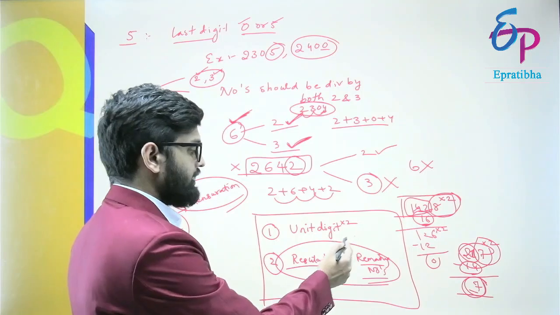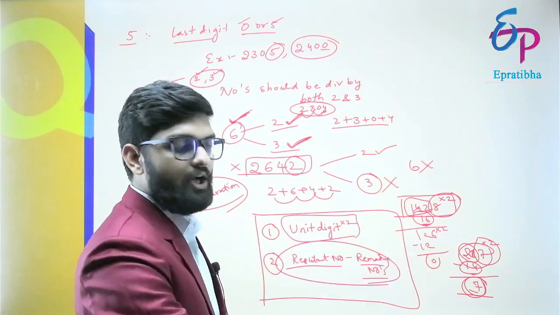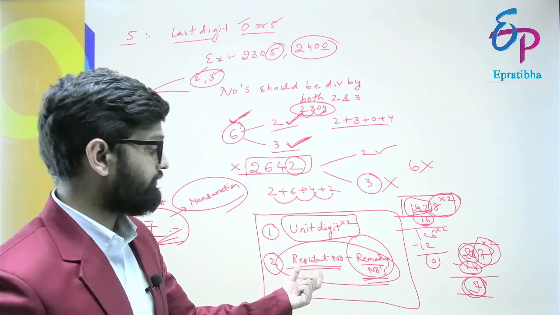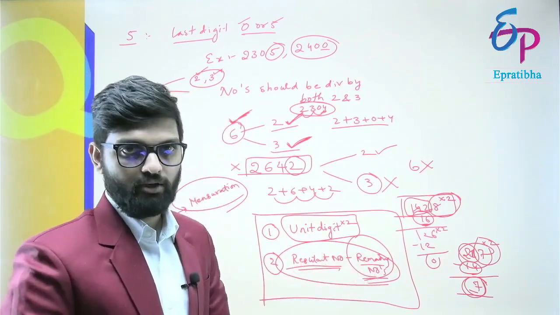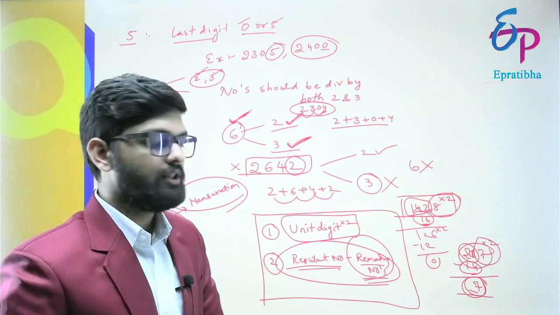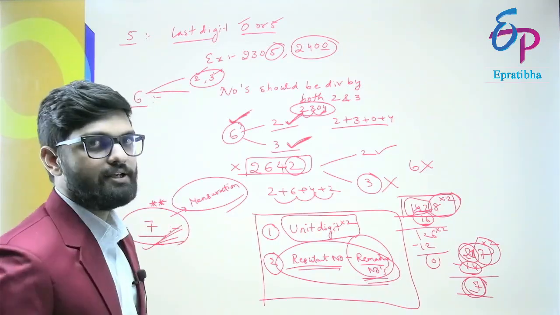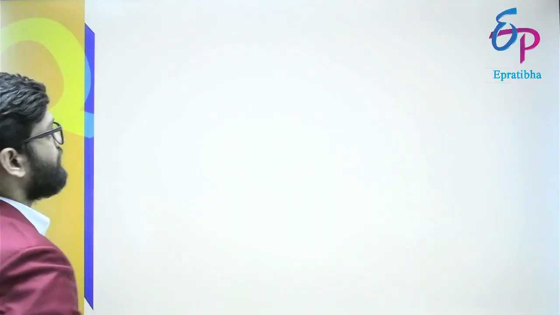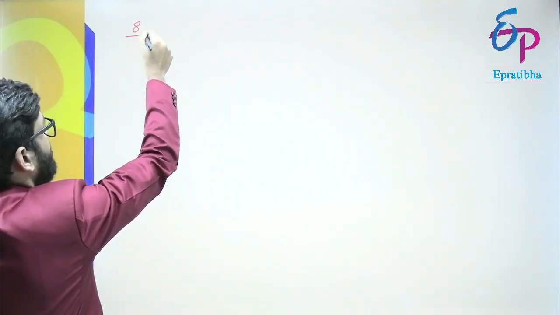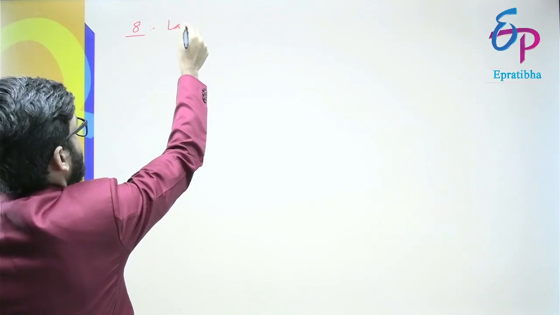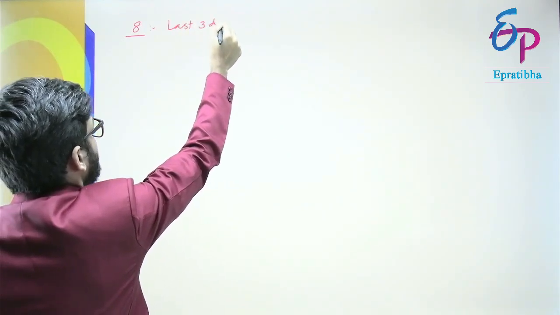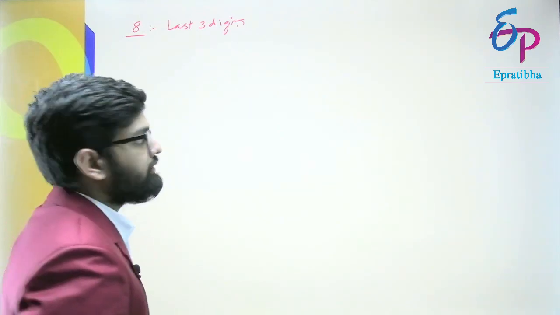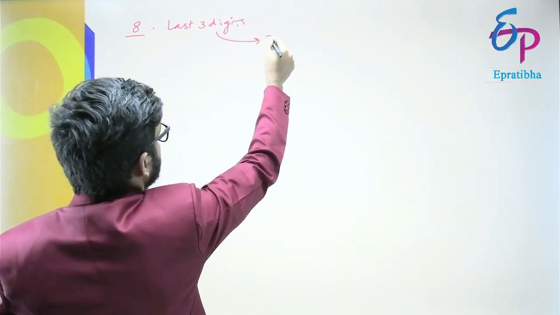You have to check the last digit, the unit digit: multiply it by 2, and take the difference between the resultant number and the remaining number. If that number comes in the 7 table, then that entire number is divisible by 7. So moving on. How can you tell whether a number is divisible by 8 or not? Just see the last 3 digits. If the last 3 digits of that number are divisible by 8, then that entire number is divisible by 8.